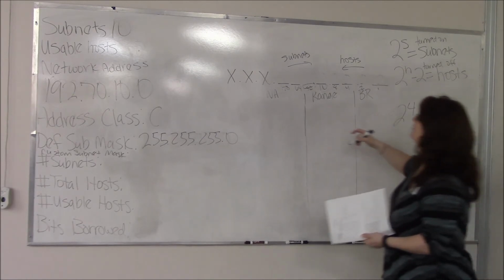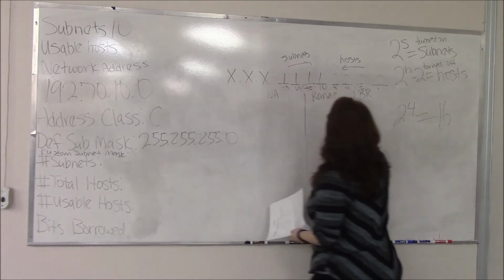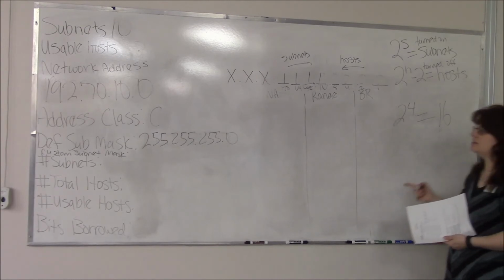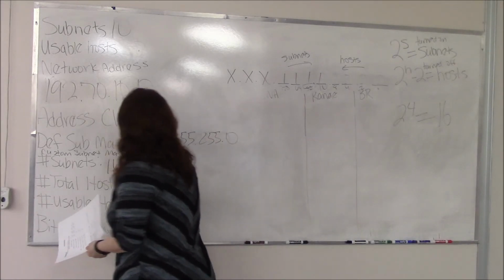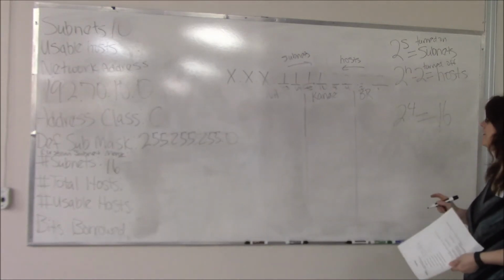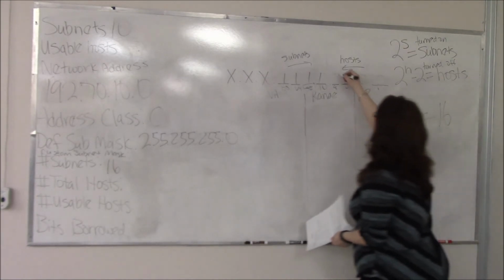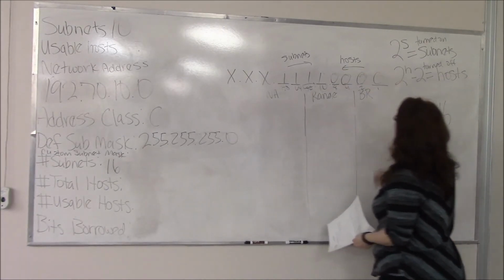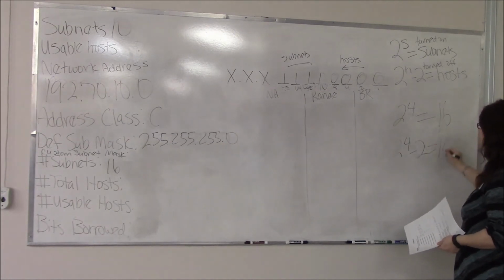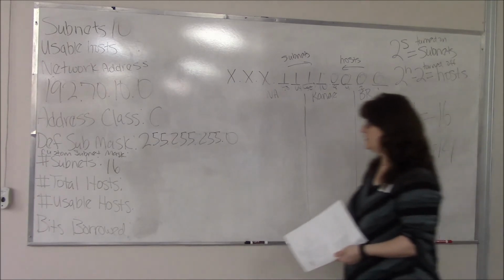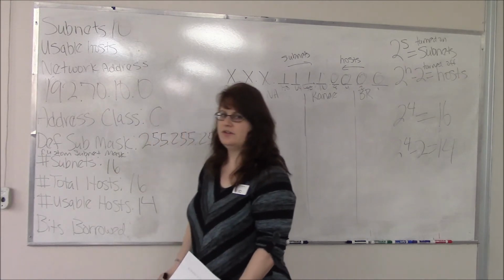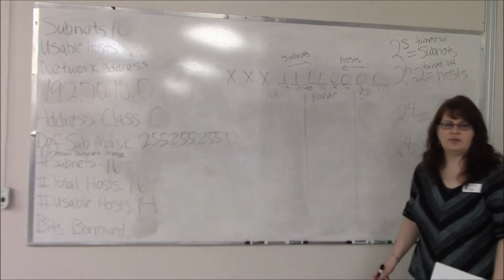So with 2 to the 4th, okay, 2 to the 4th gives me 16 subnets. So that's more than I asked for. More is okay, less is not okay. So that's going to mean these other 4 bits are my hosts. And 2 to the 4th minus 2 is 14, right? So I have 16 total hosts and 14 usable hosts. Hey, this kind of looks familiar, doesn't it? It looks like the first problem we did.